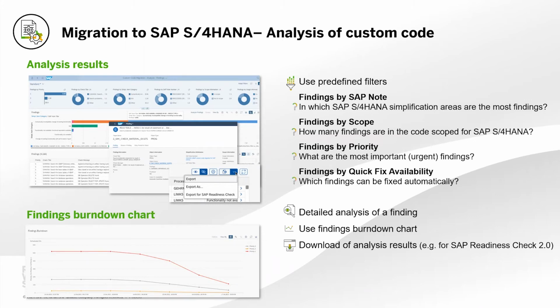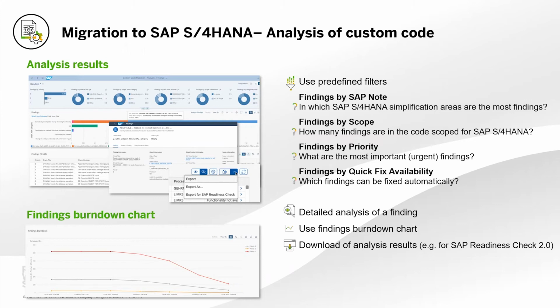For example, for S/4HANA, you can apply different visual filters and filter the findings for the top simplification areas, in which simplification areas you have the most issues in custom code, or you can find out using the filters how many findings are in the code which is scoped for SAP S/4HANA, or how many findings can be fixed automatically. And these analysis results should be used as a basis, as foundation for all custom code adaptation activities. You can also see the detailed analysis of each finding.